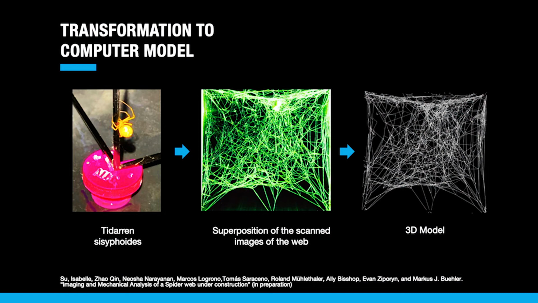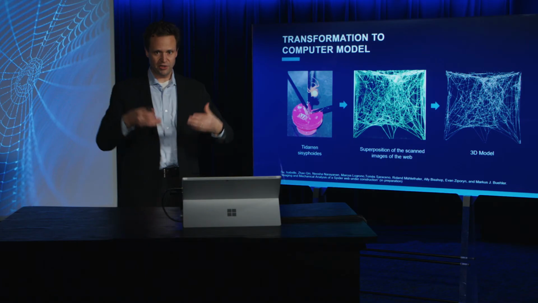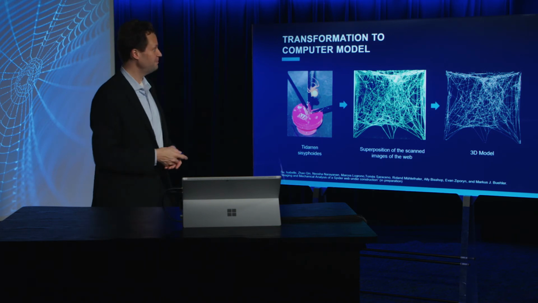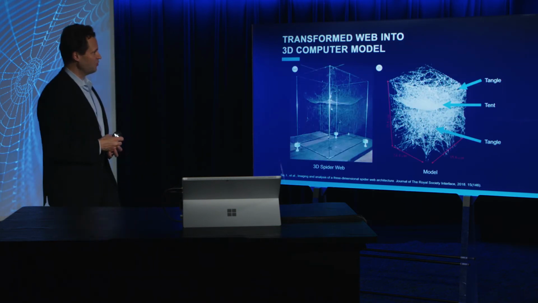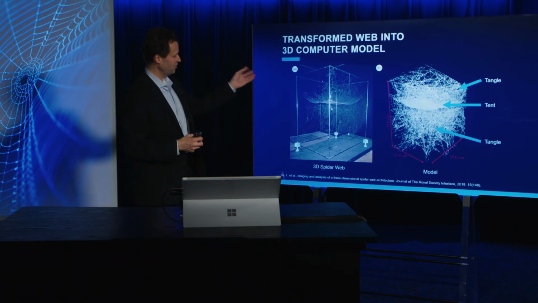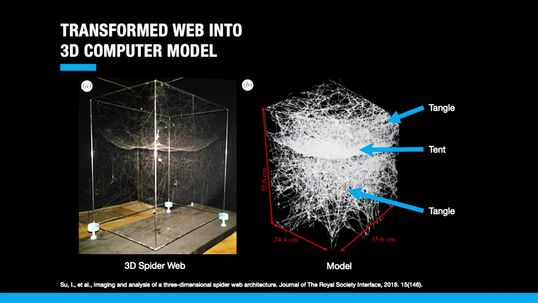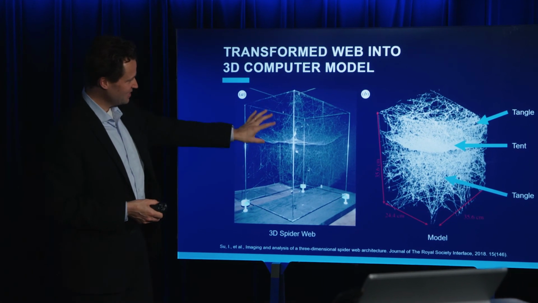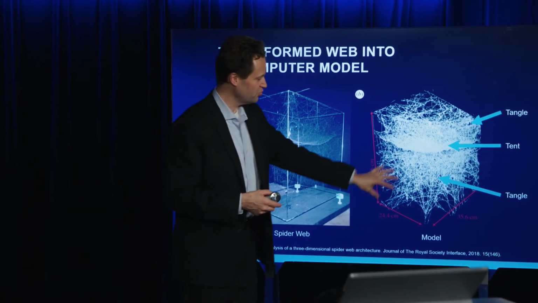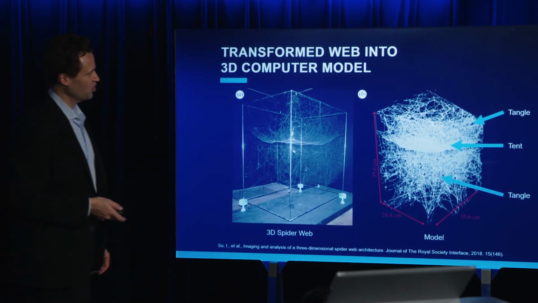We can also, of course, do analysis of the stages of construction of the web by watching the spider build the web over a period of time. That's another view, and you can very nicely see, this is one of the earlier webs we have scanned, and you can see that it has this really interesting tent structure in the middle here, right? That's a real web, and that's the model we've constructed in a computer.